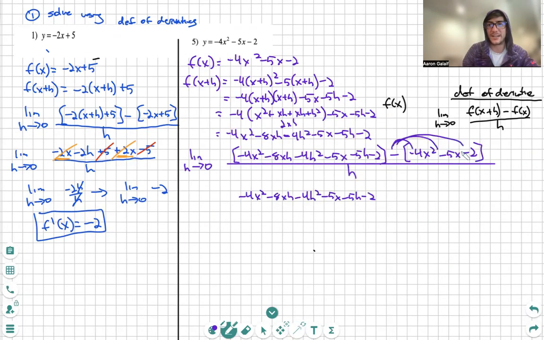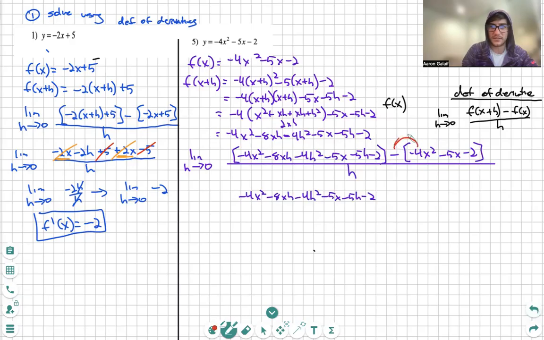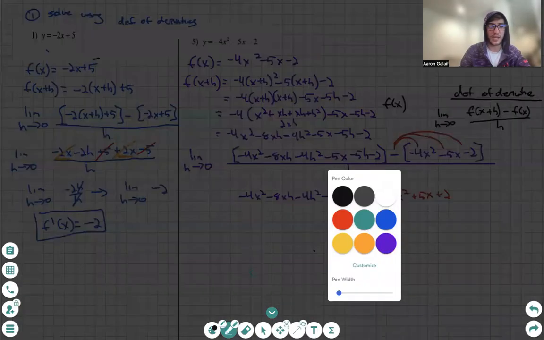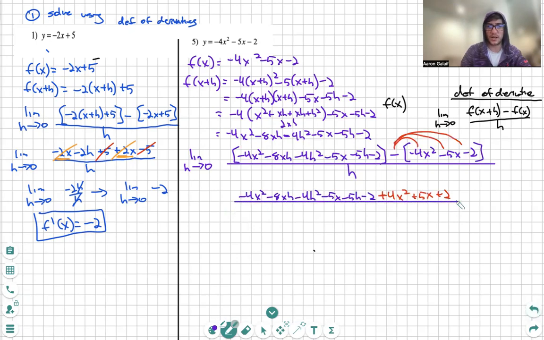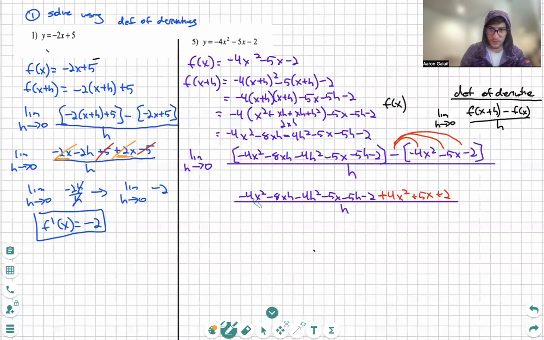Distribute this negative sign. So we get positive 4x squared, positive 5x, positive 2. And you can see right now, we're going to be able to cancel. And this is what is going to help us get rid of that h on the denominator. Negative 4x squared cancels with positive 4x squared. Negative 5x cancels with positive 5x. Negative 2 cancels with positive 2.